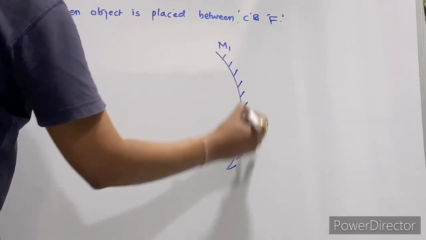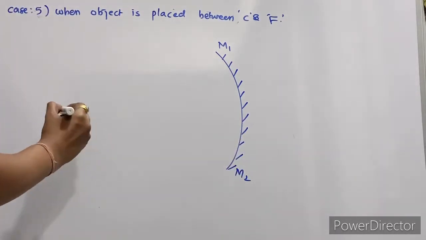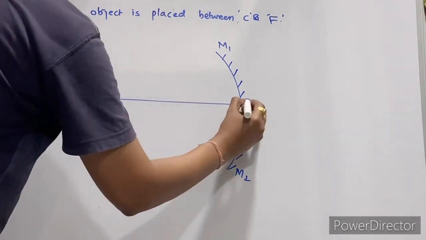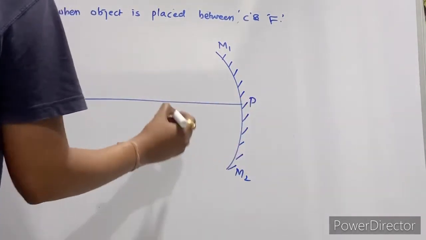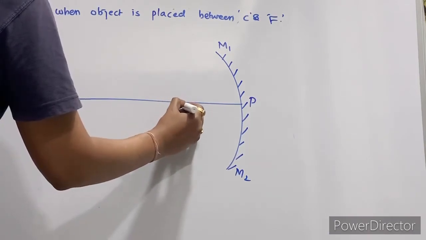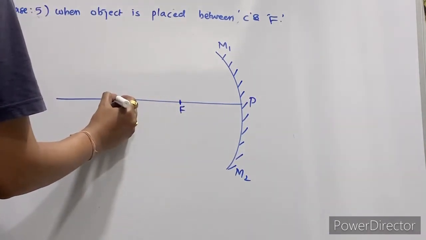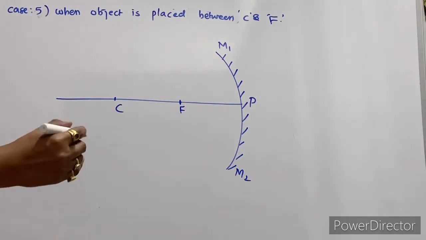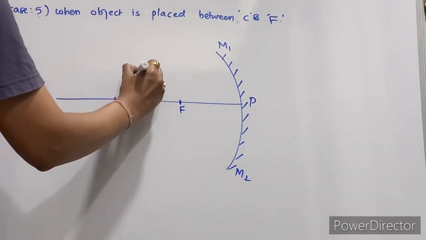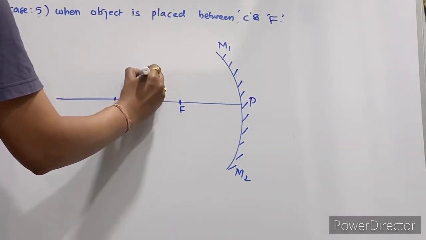This is M1, M2. This is the principal axis. This is pole B. This is focus. This is center of curvature C. Right? Object is placed over here. This is my object placed.